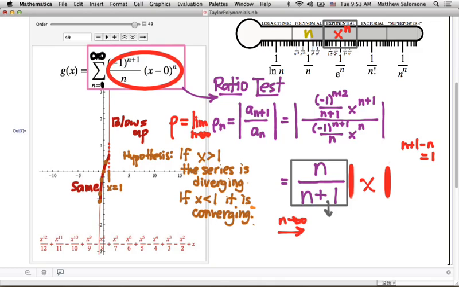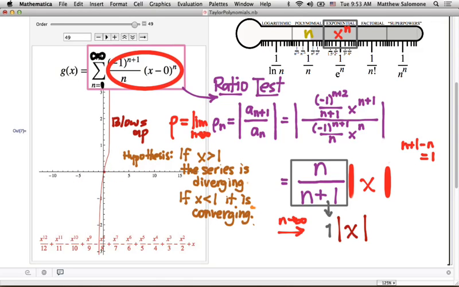L'Hopital? Anyone? Just becomes 1. So in total, my limit is 1 times the absolute value of x. Because after all, x isn't part of the variable that's tending toward infinity here. n is tending toward infinity. x is just hanging out. So when I take this limit, I still have an x in it. In fact, my ratio of this series, my asymptotic ratio, is equal to the absolute value of x.